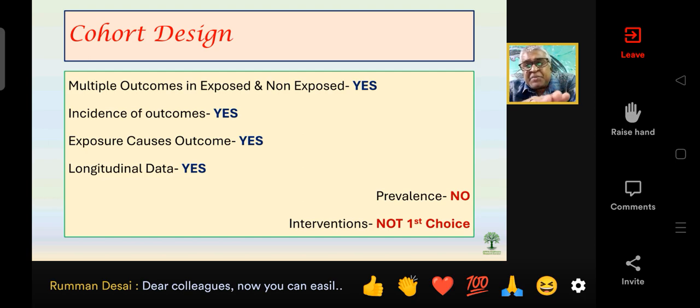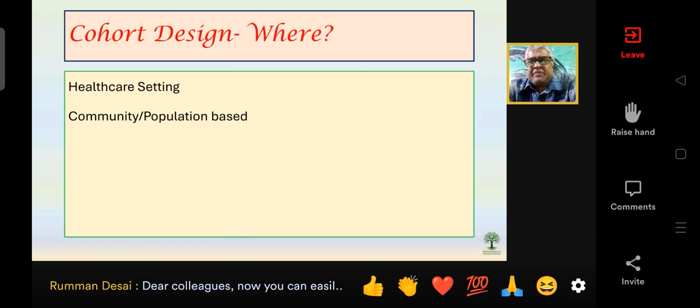If you're going to report on prevalence, no. The cohort design does not help you. If you're looking at interventions, again, the cohort design is not the first choice. If you are not able to do a clinical trial, then you can look at a cohort design as an alternate design, but it has its limitations. So these are the places where you can use a cohort design. You can use it in a healthcare setting, you can use it in a community or population-based setting.